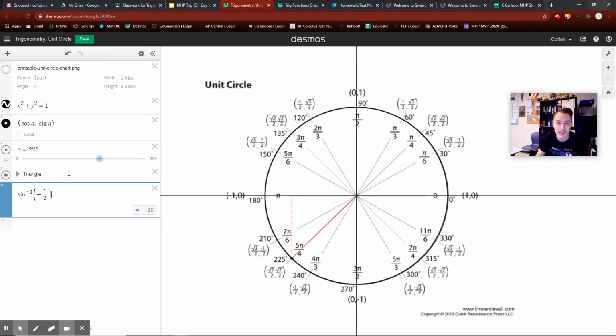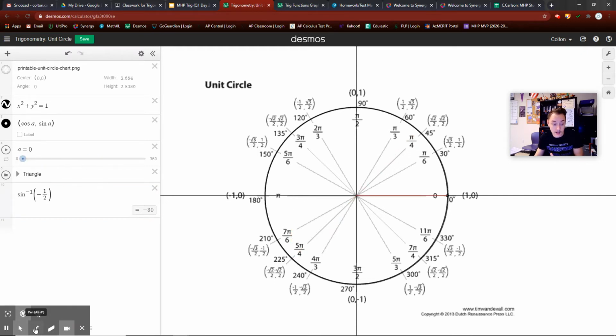Does that even help me? Sort of. Now remember, inverse functions say your sine is going to be on the right-hand side of the unit circle. And negative 30 is right here. So 11 pi over 6. So it kind of helps, but I can just use the unit circle and ask, where does it give me negative 1/2?